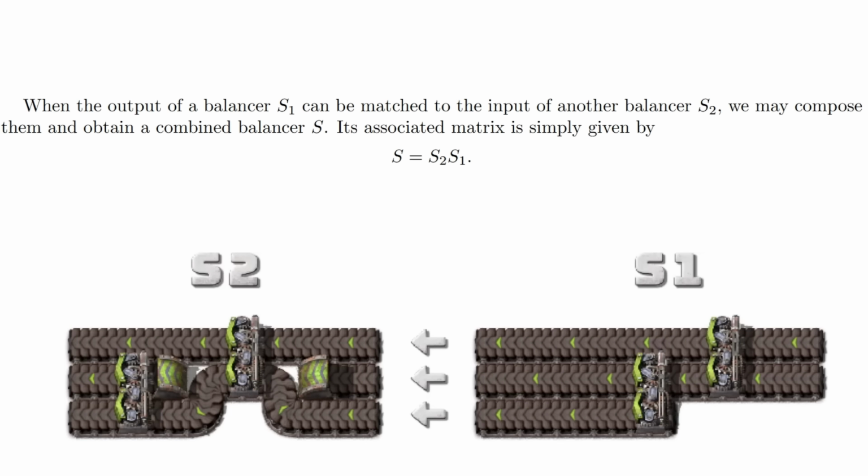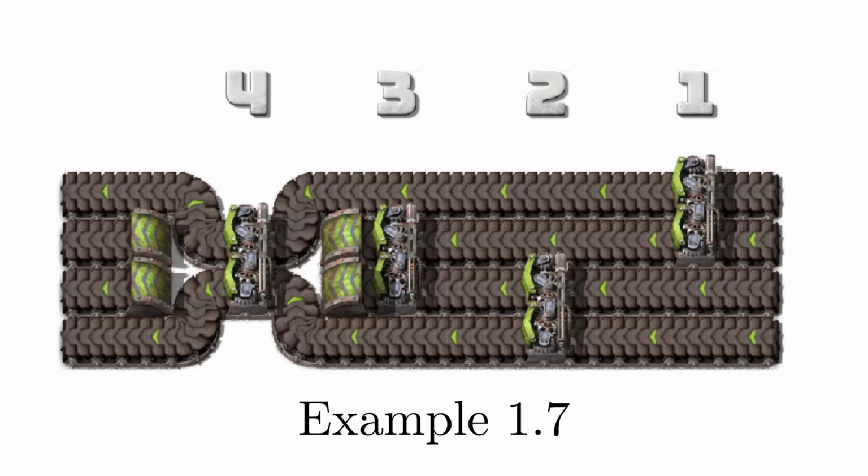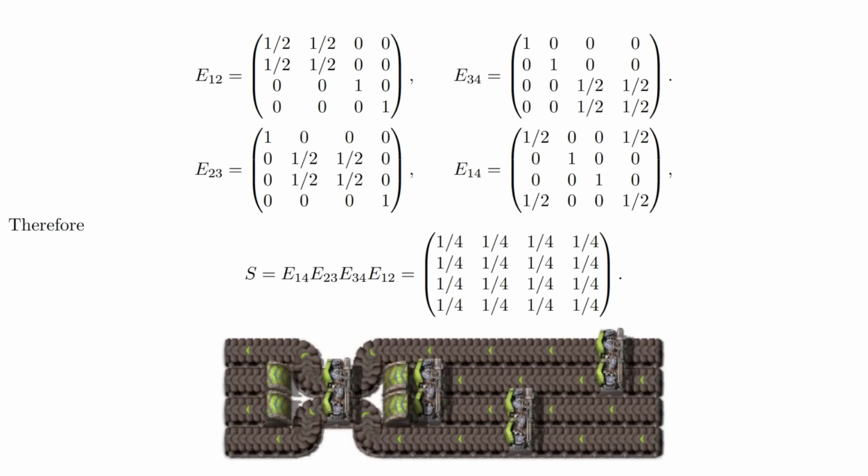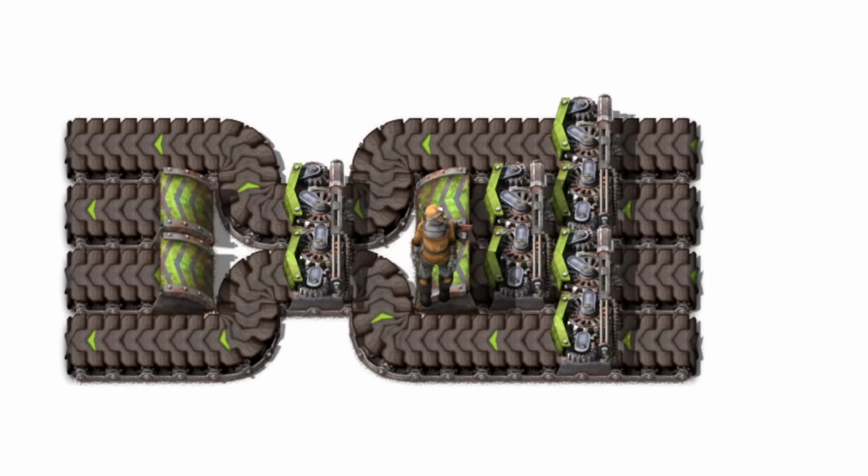When the output of a balancer S1 can be matched with the input of another balancer S2, we may compose them and obtain a combined balancer S. Its associated matrix is simply given by S equal to S2 times S1. Example 1.7. Consider the following balancer. It is the composition of the following 4 elementary balancers E12, E34, E23, and E14. Its matrix is given by their product, which is filled with 1/4. Note that this means that the balancer is output balanced. This in fact is the common 4-lane balancer.